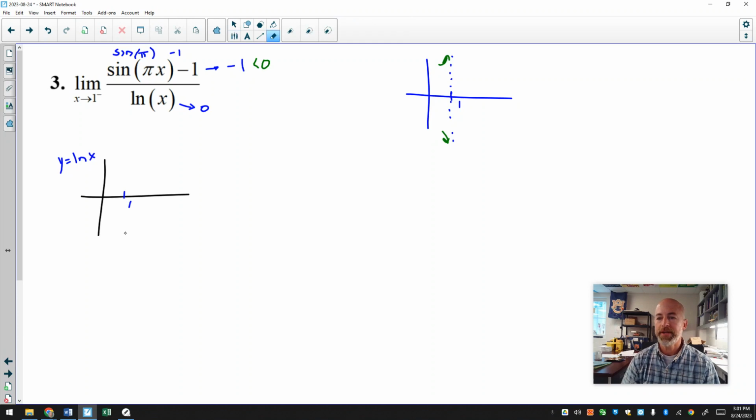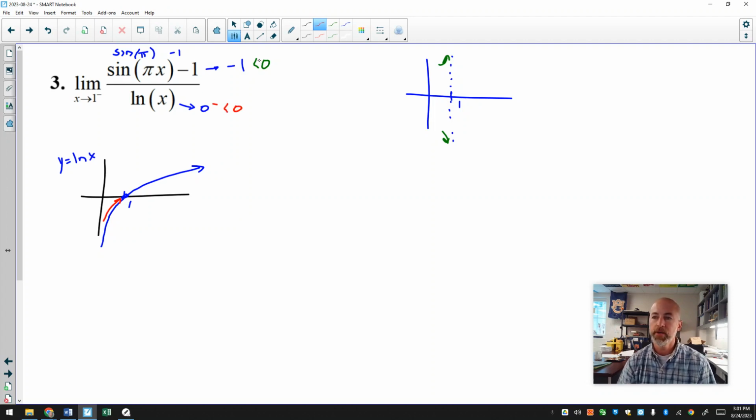You should know that natural log of x has a vertical asymptote on the y-axis. It comes up. It goes through the x-axis at x equals 1, which is why the natural log of 1 is 0. And if you look at the graph of the natural log of x, you can tell that natural log x, as x approaches 1 from the left side, is coming to 0 from below, which means we are coming from negative values in the denominator.